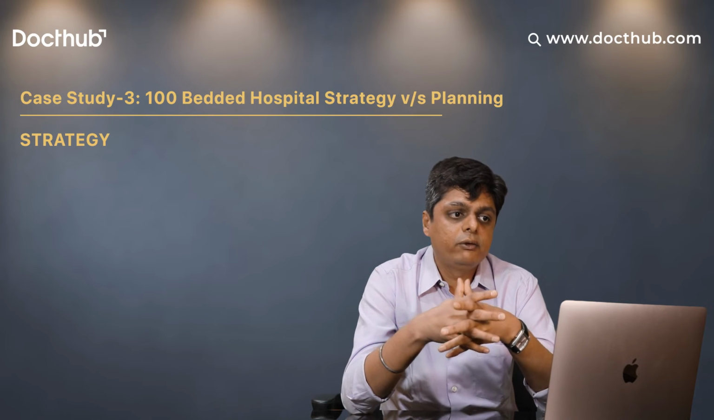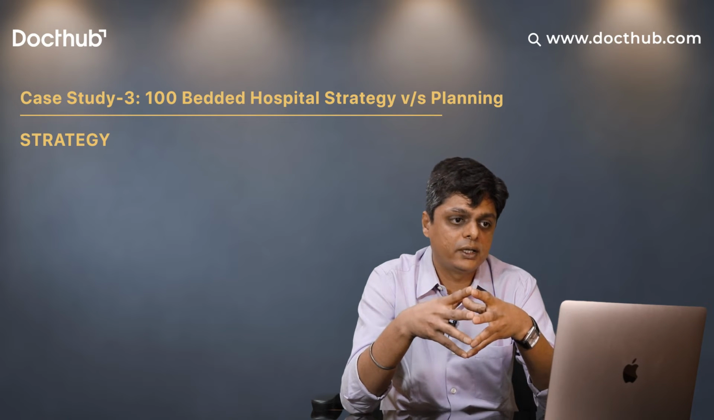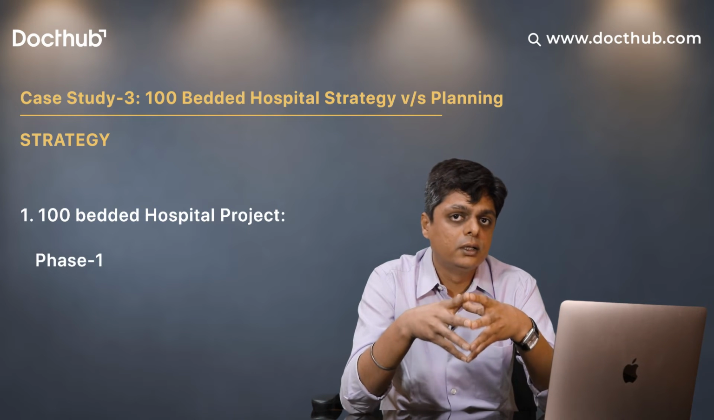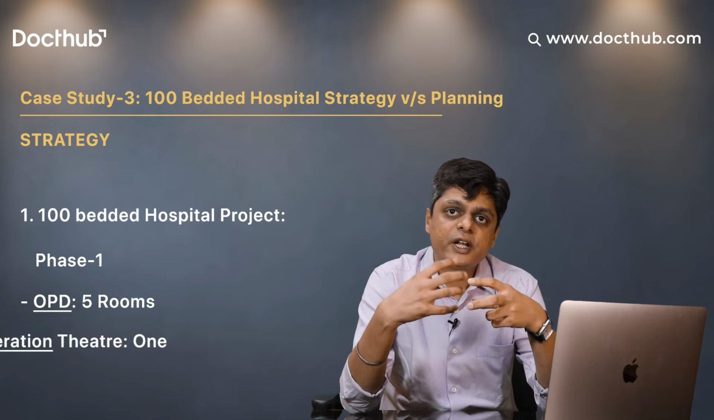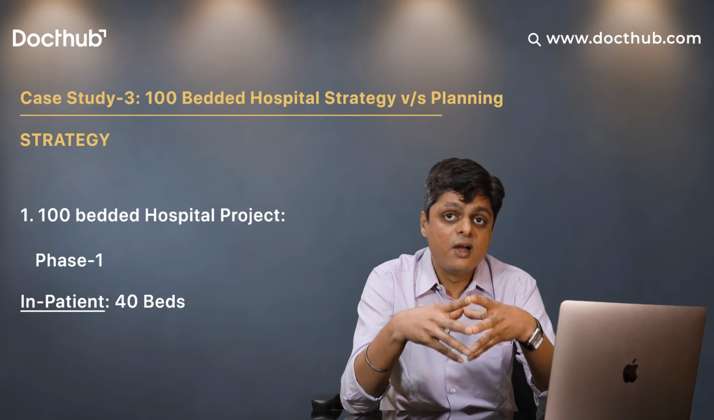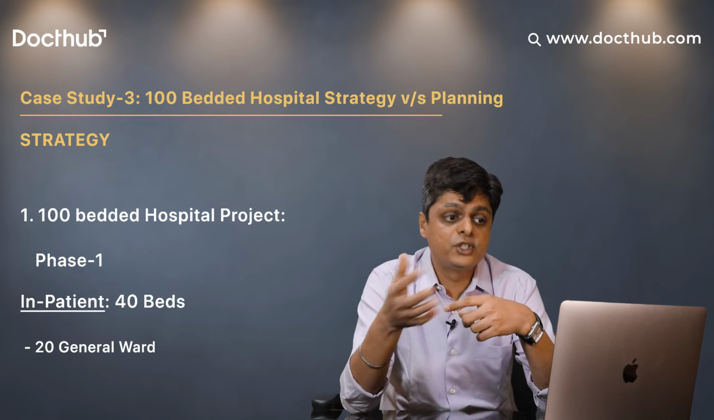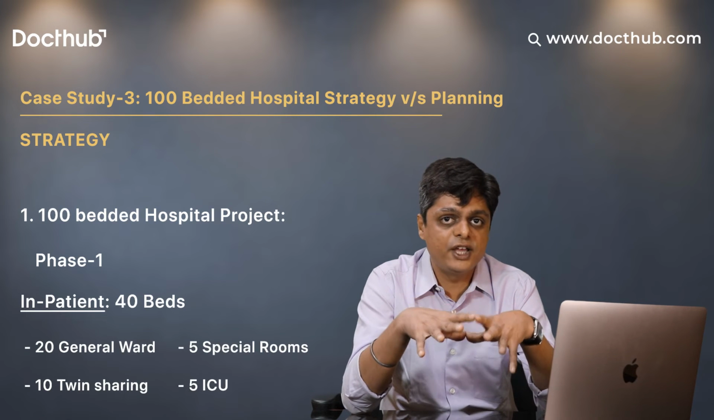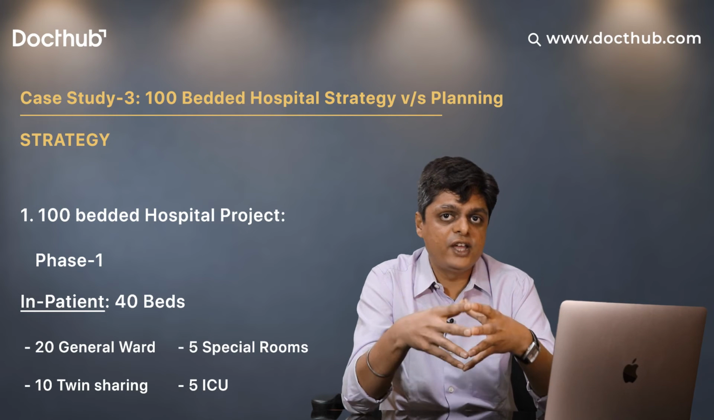Now in case 3, we will discuss strategy versus planning in a 100 bedded hospital project. For a 100 bedded multi-specialty hospital project, in phase 1 you can plan 5 OPDs, 1 operation theater, and inpatient of 40 beds in total, wherein you can include 20 beds of general ward, 10 twin sharing, 5 special rooms, and 5 beds of ICU. That could be around 40% of your beds in a phase 1 strategy.